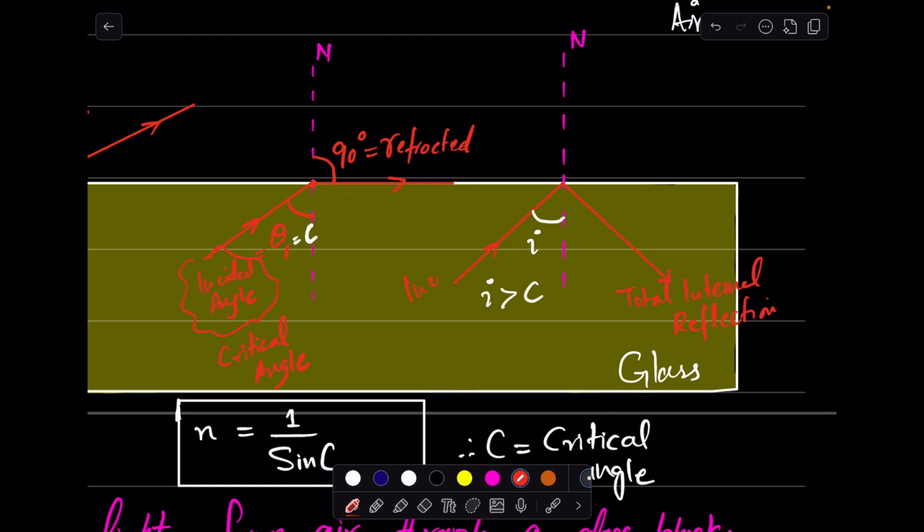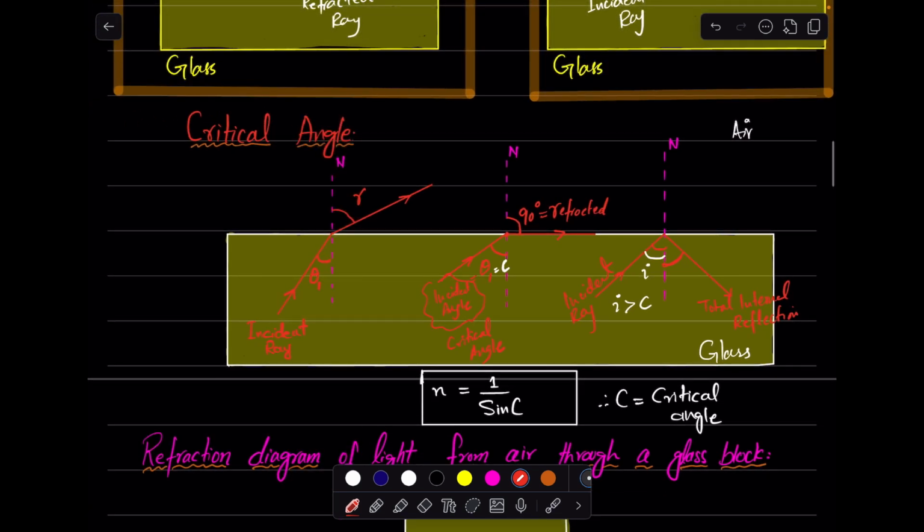That was the incident ray, and it will follow the rule of reflection. And what is the rule of reflection? That this angle and this angle should be the same. So this is total internal reflection, and basically the concept of the critical angle.